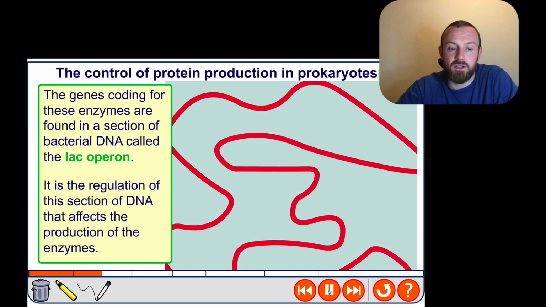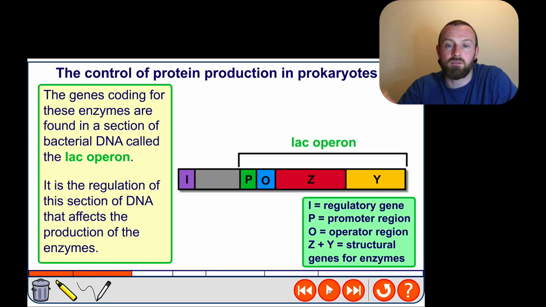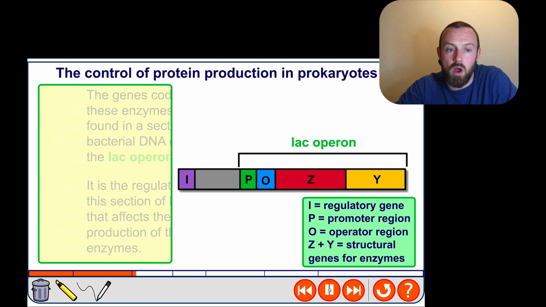So the genes for these proteins are contained together in one functional unit that's called an operon. So the Lac Operon contains a promoter, an operator, the two genes Z and Y, Z being the membrane protein and Y being the enzyme. And then there's also an I regulatory gene, which is further away. So how do these all work?